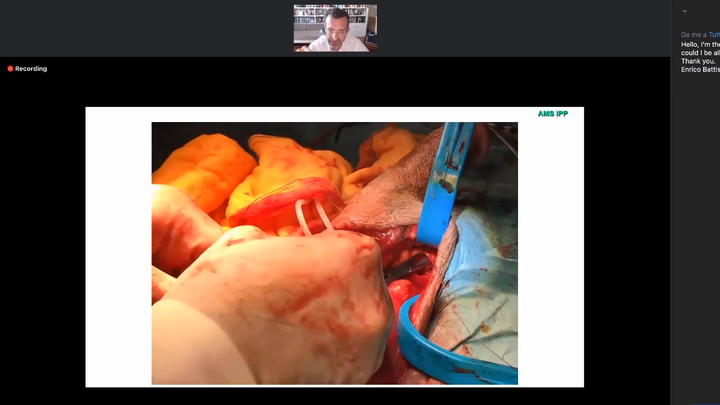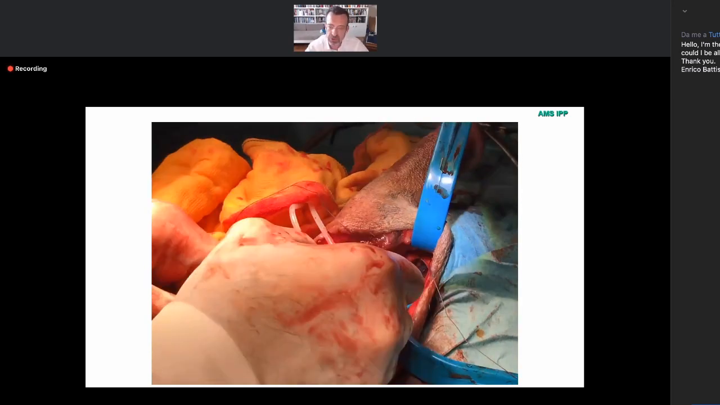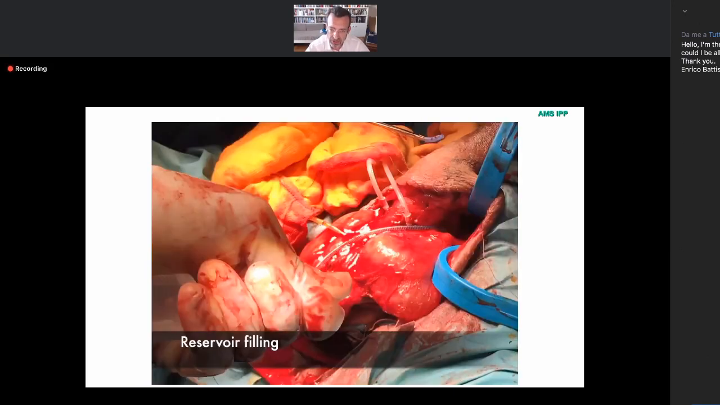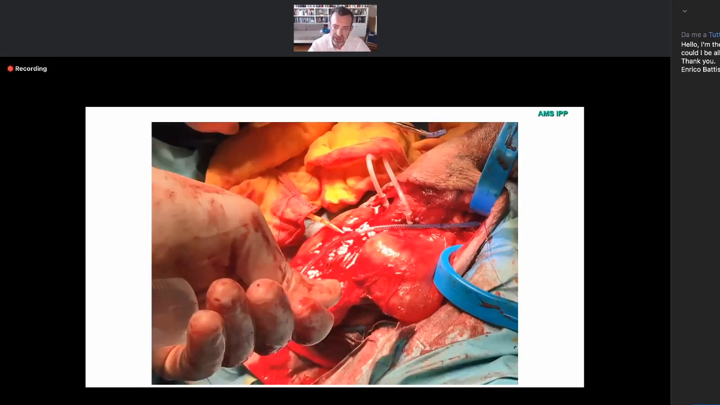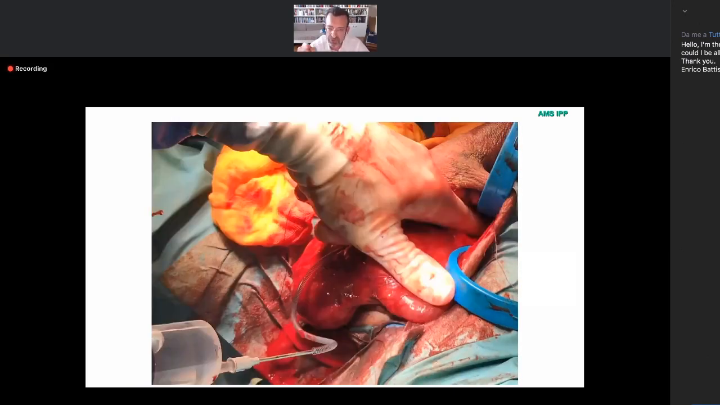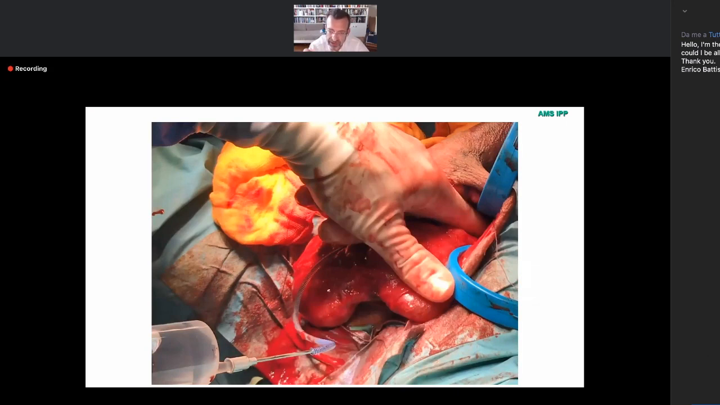We use an AMBICOR because this was a kidney transplant patient and also a radical prostatectomy patient, and we put the reservoir of the sphincter in the ectopic position. We didn't have any problem, and we also put a Vicryl stitch in the inguinal ring in order to avoid the migration of the reservoir. So these are the two ways of placing the reservoir.